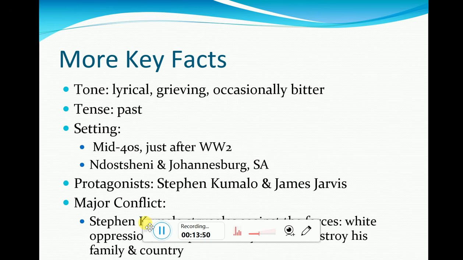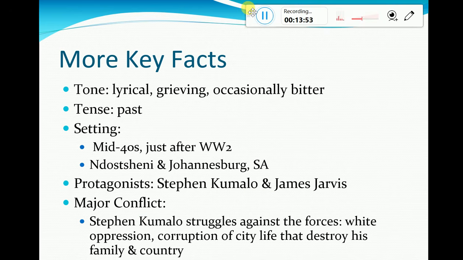And the major conflict in this novel, the crux of the novel: Stephen Kumalo struggles against the forces which are white oppression and the corruption of city life that destroy his family and country. Now, why do we say the corruption and destruction of his family members? Reverend Stephen Kumalo is an elderly reverend of an Anglican church. Members of his family are in Johannesburg. However, we need to know who these members of the family are and the exact reasons for each of them to be in Johannesburg.